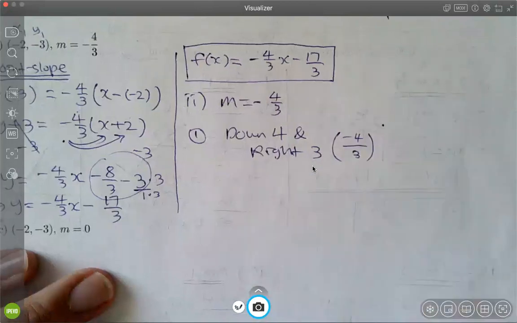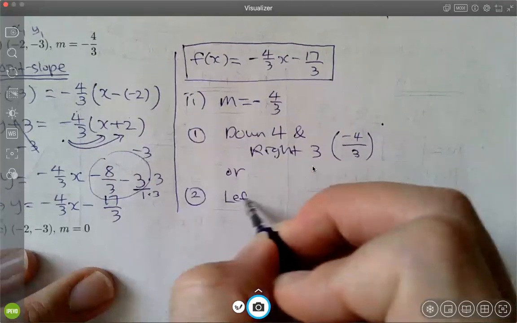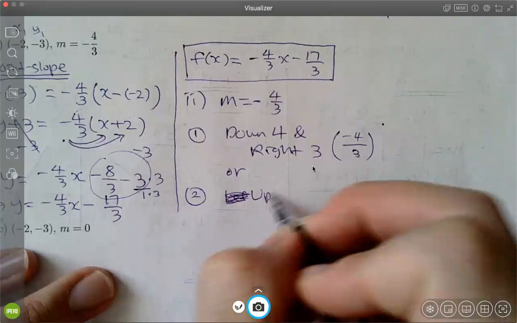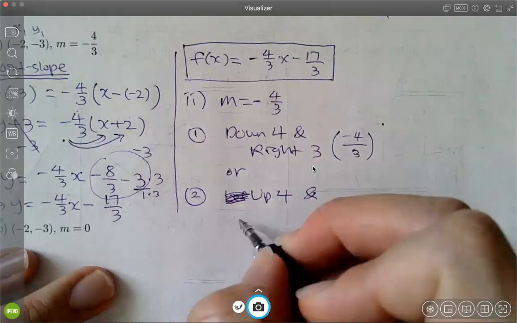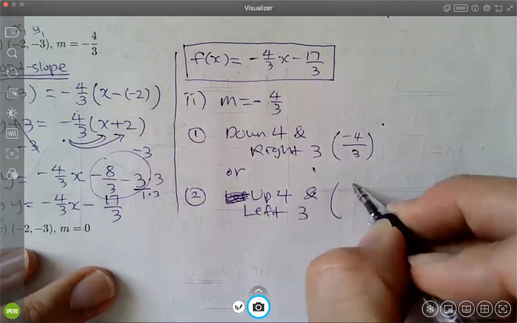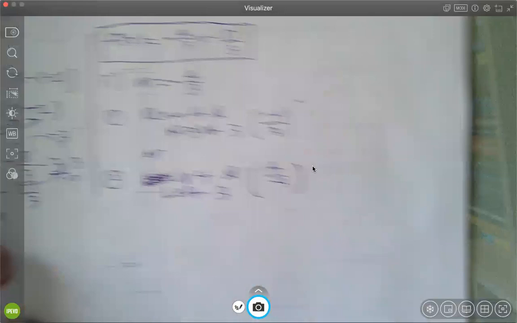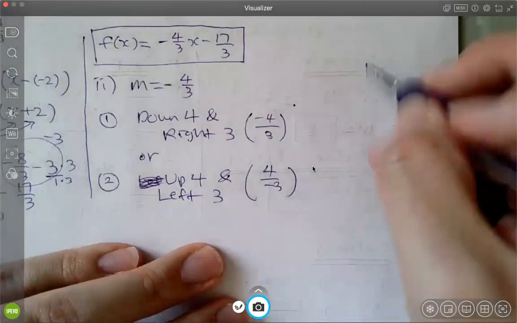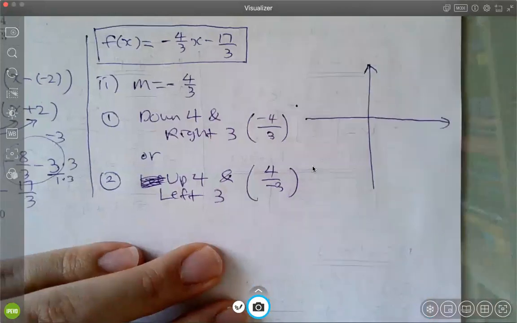Or can we go left? Oh, I'm sorry, up 4. Yeah, then where do we have to go? Left 3, right? Okay, then here we have plus 4 over negative 3, right? Which is still negative 4/3. Okay, now which motion do you want to take? Up 4 and left 3.